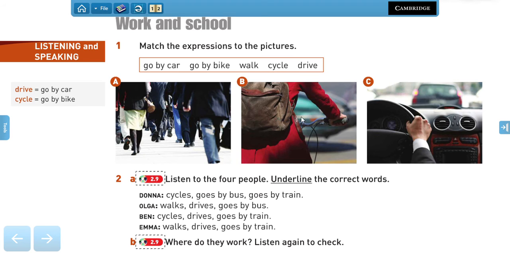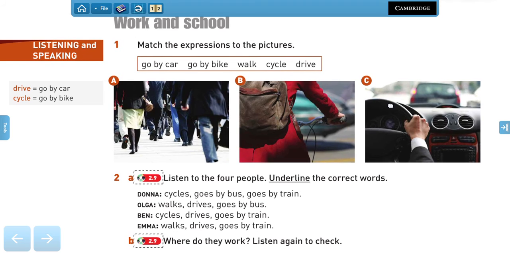For B, we have 2 options. Go by bike, and then we use the means of transport, or the verb cycle. Cycle. Yes? Both are correct. We don't say go by cycle or bike, right? We have the expression and the verb.